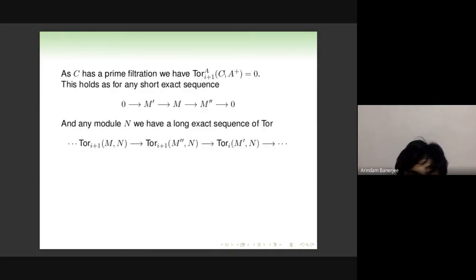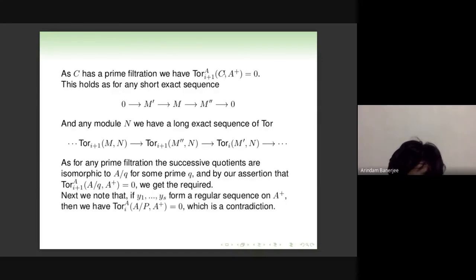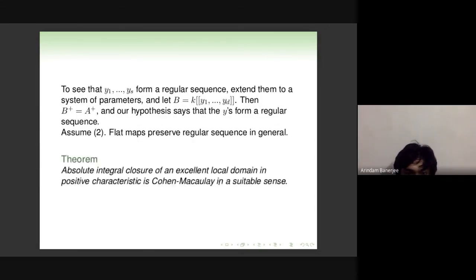So with this, we have this particular Tor is 0. For any prime filtration, as I was saying, the successive quotients have these Tors equal to 0, and we get the required result. Next, we note that if y1, y2, ..., ys, the ones we have already chosen, form a regular sequence on A plus, then using regularity, we will have this is 0.